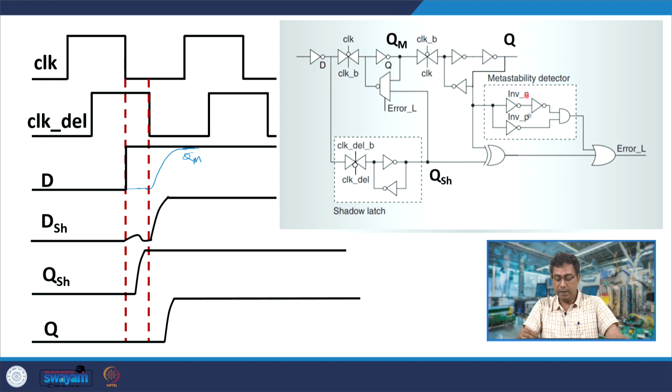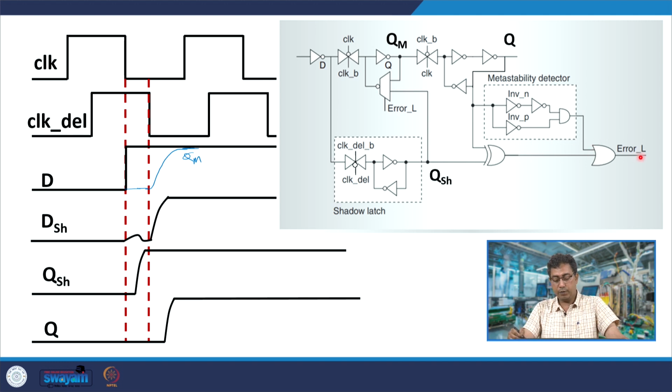So, the metastability detector's task is that if Q is at a metastability value, say VDD by 2, then the output should be 1, and if Q is at a proper logic value, either VDD or 0, then the metastability detector should give a 0 here. Okay. So, suppose Q is wrongly latched to 0, proper logic 0. In that case, the metastability detector would give a 0, but here you have a 1.